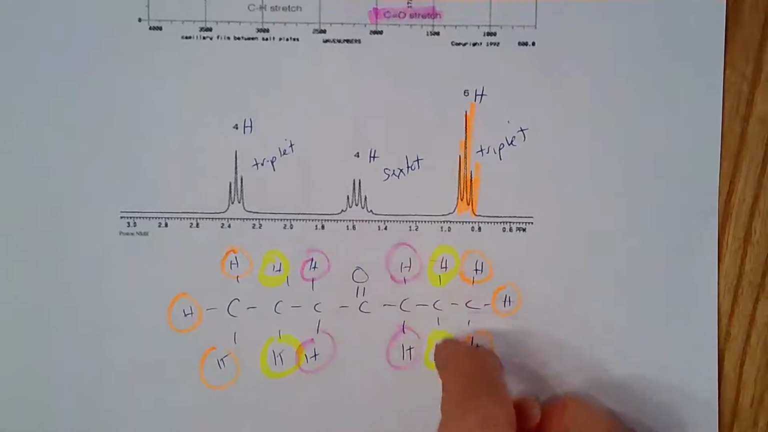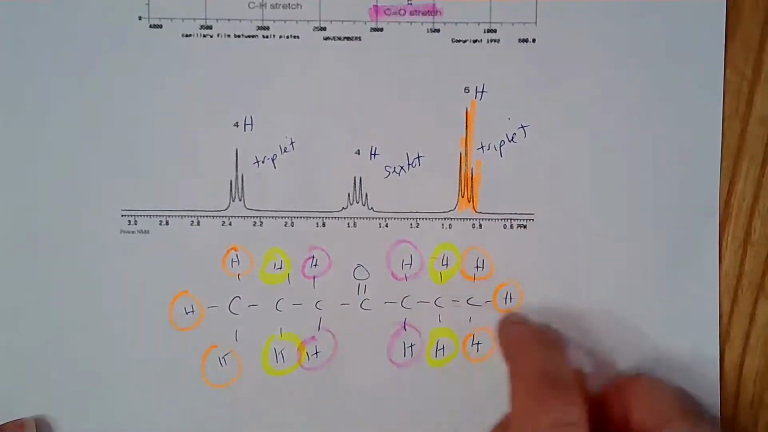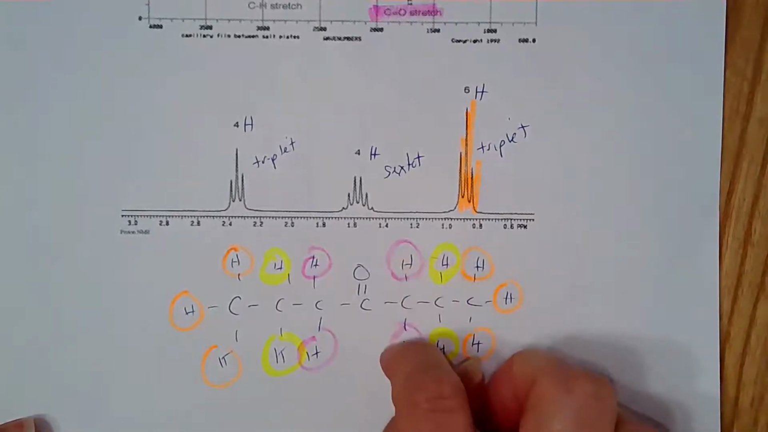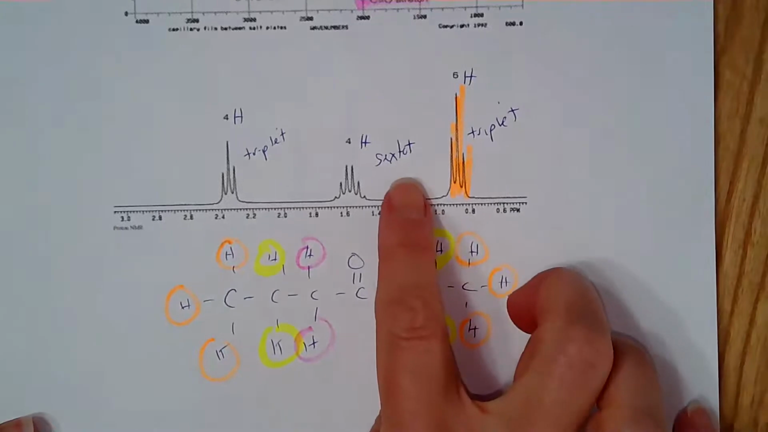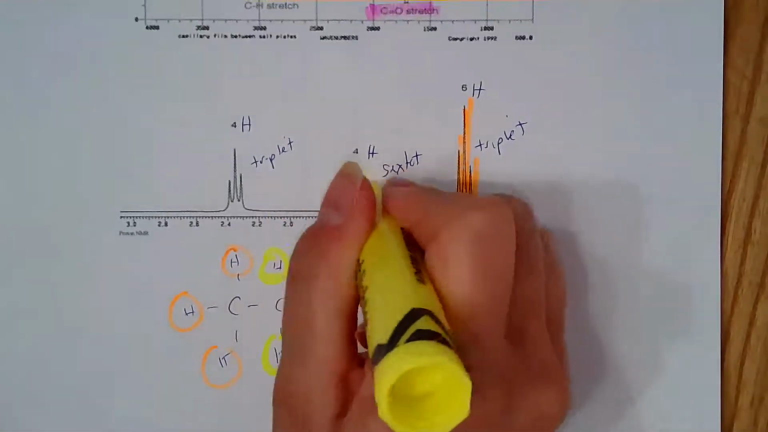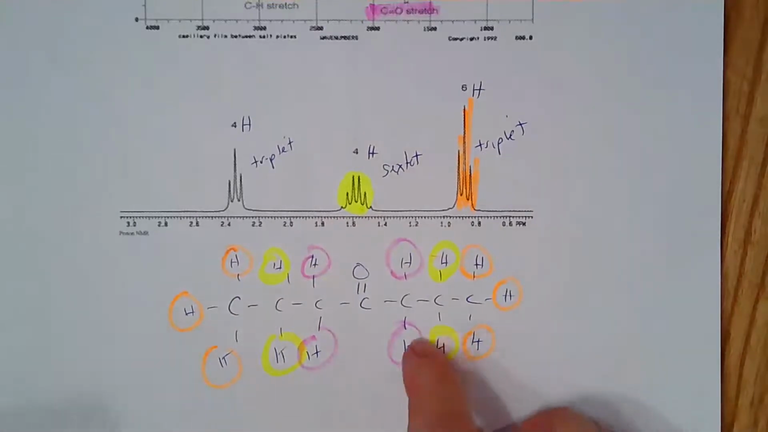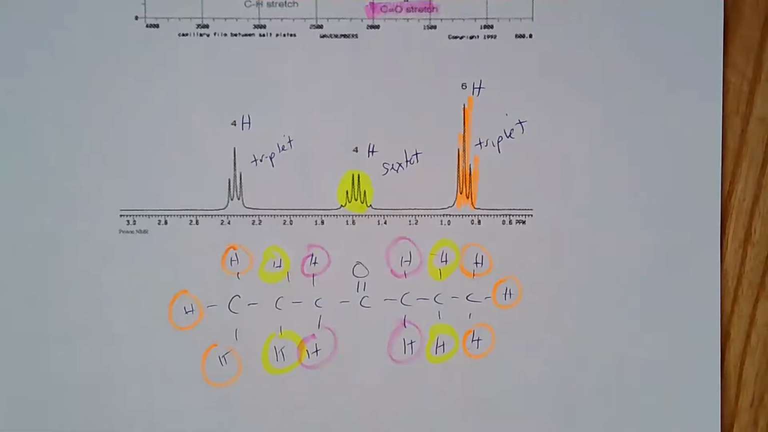Then I have my yellow ones, okay? My yellow ones are going to have a lot of neighbors. I have 3 neighbors here and 2 neighbors here. So that would make 6 as my splitting pattern. Does it make sense of where it is? Well, again, the ppms are not going to be easy on you, so you might just need to look at the splitting patterns or what else is remaining in the molecule.